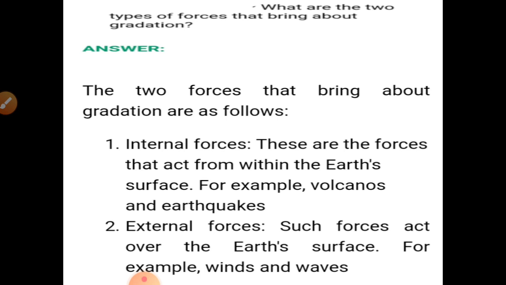For example, we have volcanoes, earthquakes. Second one is external forces. Such forces act over the earth's surface, for example wind and waves.